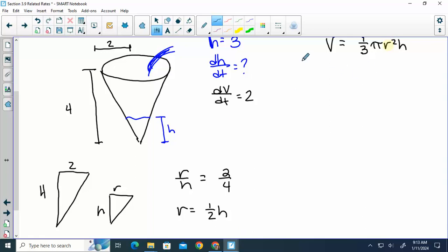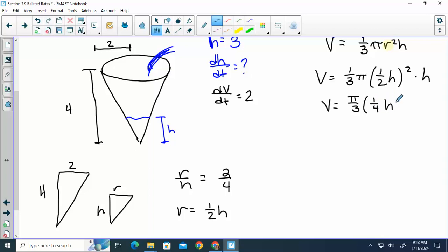So, because I don't want the radius when I do my derivative, I'm going to change the radius to 1/2 h. And I'd like to clean this up as much as I can before I do the derivative. So 1/3 times pi would be pi over 3. 1/2 squared is 1/4. So my volume is pi over 12 h cubed.